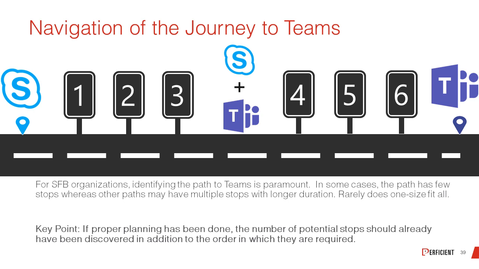So determining what the path is going to Teams, how many stops are required. Is there a need for multiple coexistence modes? Do you have to do things like multiple offices separately, or can you do a large-scale, kind of big bang approach? All of that is typically, if you do the planning right, you have that roadmap figured out. You know where you need to start, you know where you need to go, and you have a well-defined path in the midst of it all.